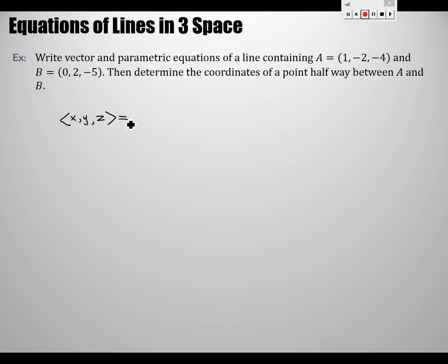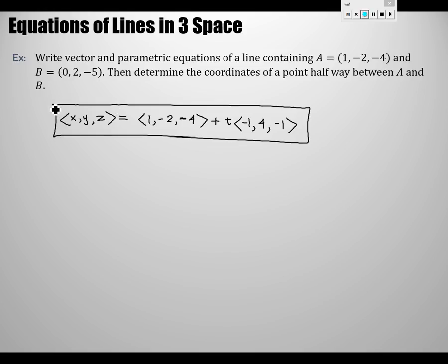So did you use A as the position vector? Zero minus 1 is -1. 2 minus -2 is 4. -5 minus -4 is -1. How are we doing? Great. And then how did you find the halfway point?